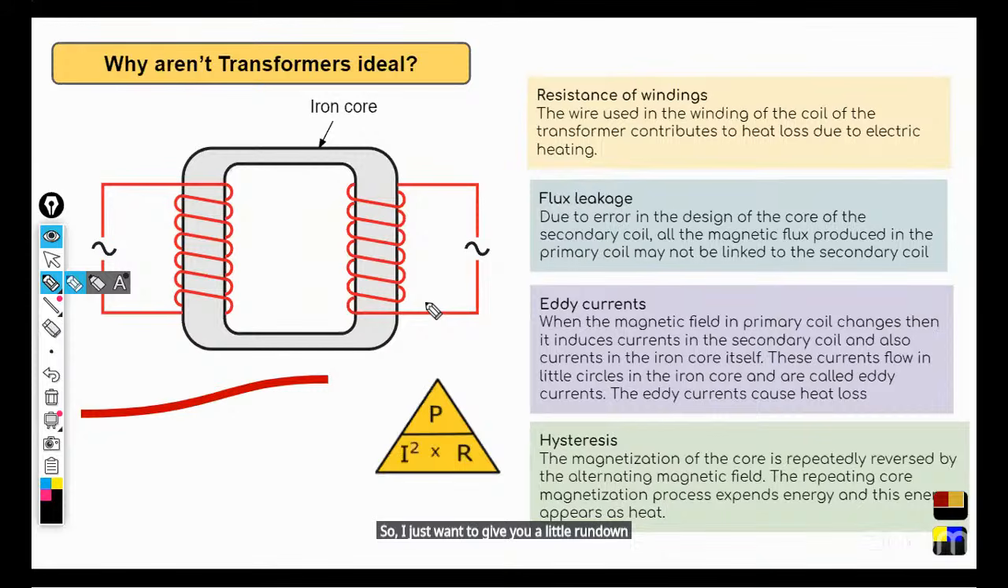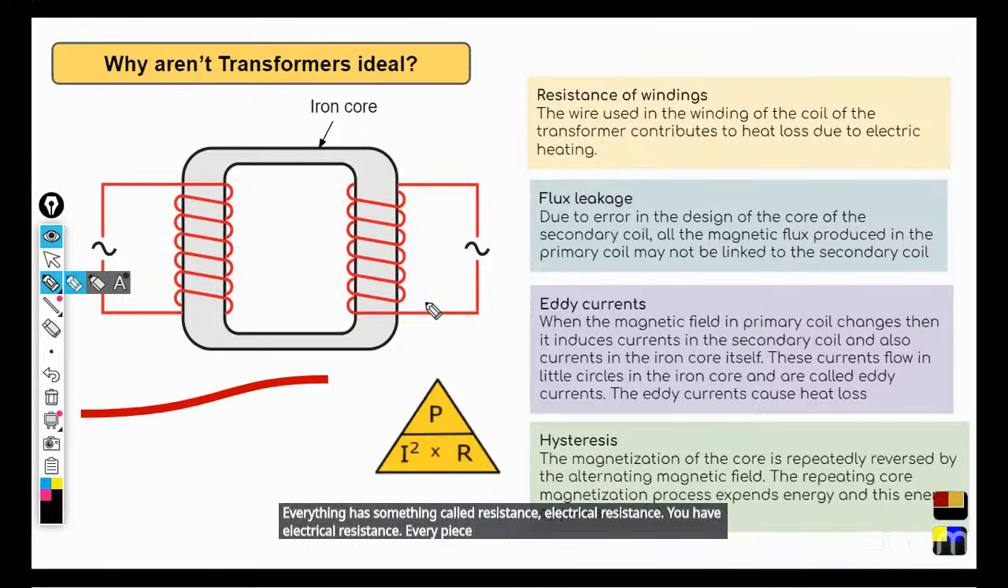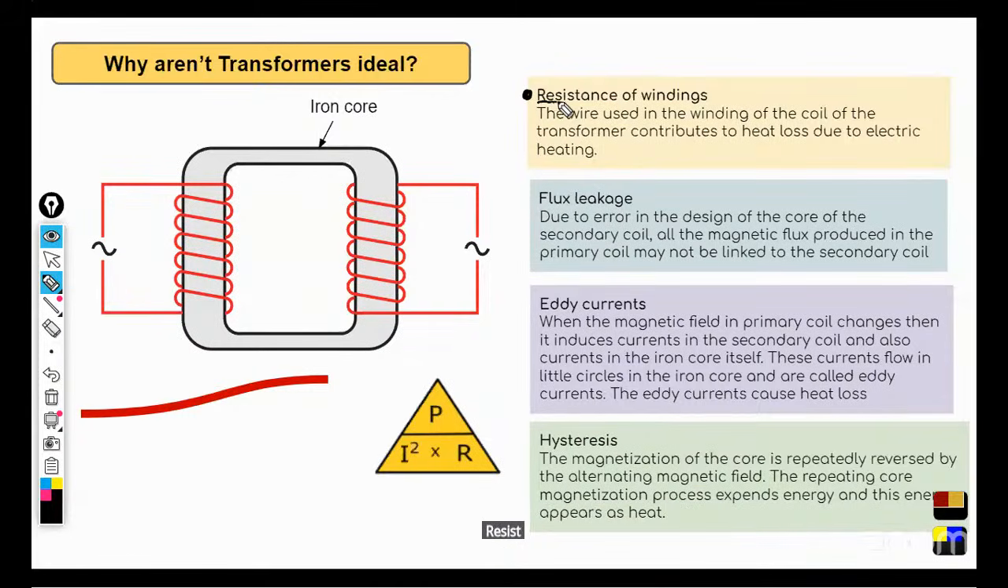Everything has something called resistance, electrical resistance. Every piece of wire, a brick, a piece of wood, plastic, everything has this thing called resistance. Even if it's the first time you're seeing this word, just know the symbol for electrical resistance is capital R. And what happens? Resistance is the enemy of current.